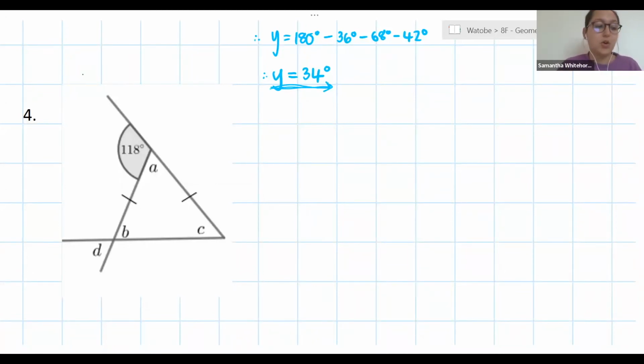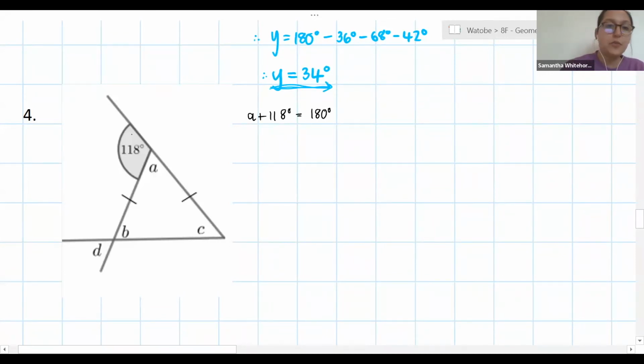Alrighty, guys, so the angle I'm going to start with is angle A. Even though I say you don't have to answer the questions alphabetically, often we've labeled it in a way that if you get A, you can get B, you can get C, etc., but you don't have to start with A. In this case, I am, because that's the one I can get quite easily. So I know that A plus 118 degrees must give me 180. The reason for that is because those 2 angles are on a straight line. So they have to add up to 180 degrees.